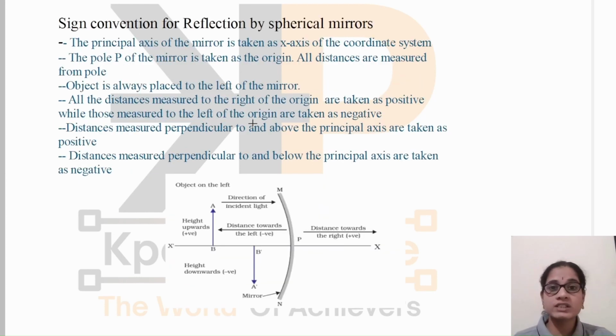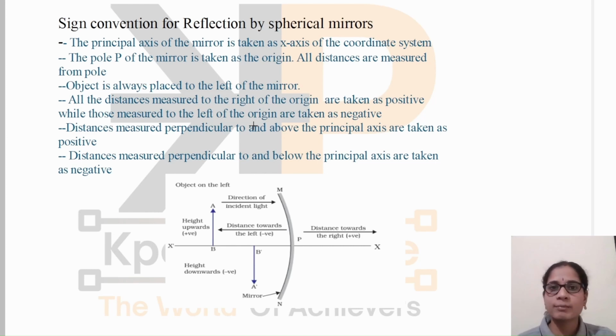Now we are going to study the most important part, that is, sign convention for reflection by spherical mirrors. What is sign convention? It is applying positive or negative symbols to some measurements. That is called sign convention. Now, what is the necessity of using sign convention in the case of reflection by these mirrors?